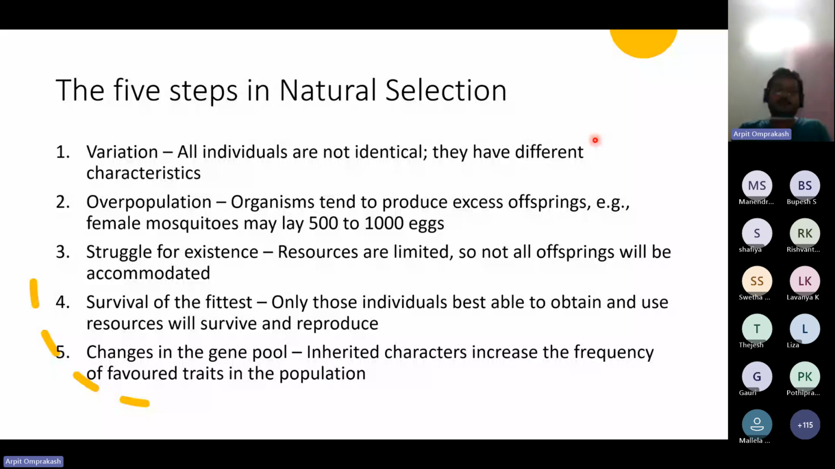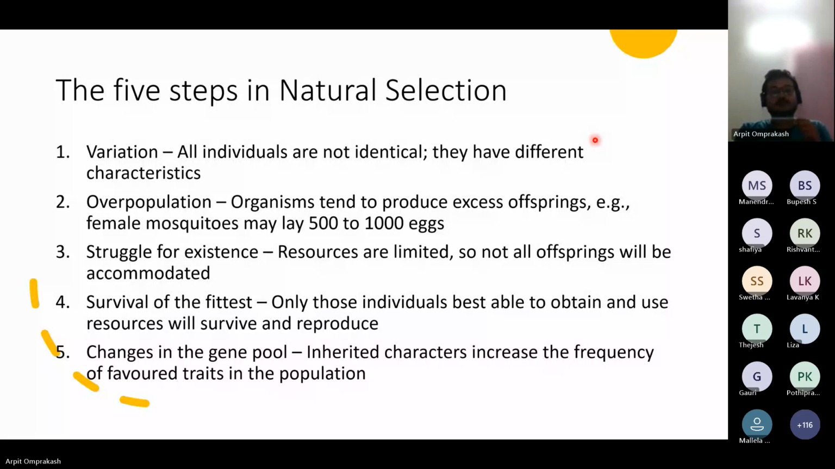The fourth point is survival of the fittest. So only those individuals that are best able to obtain and use resources will be able to survive and reproduce. And the fifth thing, basically where we see evolution in action, is changes in the gene pool. The inherited characters that are better adapted for a given environment tend to increase in frequency, and the inherited characters that are not doing well in a given environment tend to decrease in frequency. These changes can be tracked in the gene pool of a population by seeing what proportion of the population has a given trait.